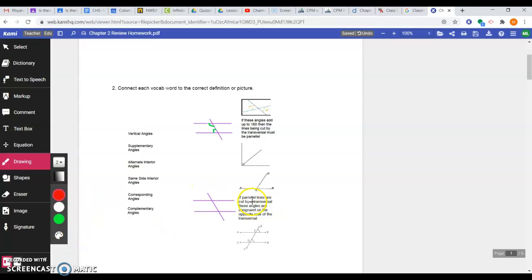This is talking about parallel lines cut by a transversal. These angles are congruent and on opposite sides of the transversal. And so we're looking at, okay, opposite sides of the transversal, and they're congruent. We're talking about this angle here and this angle here, and the name of that relationship right there.